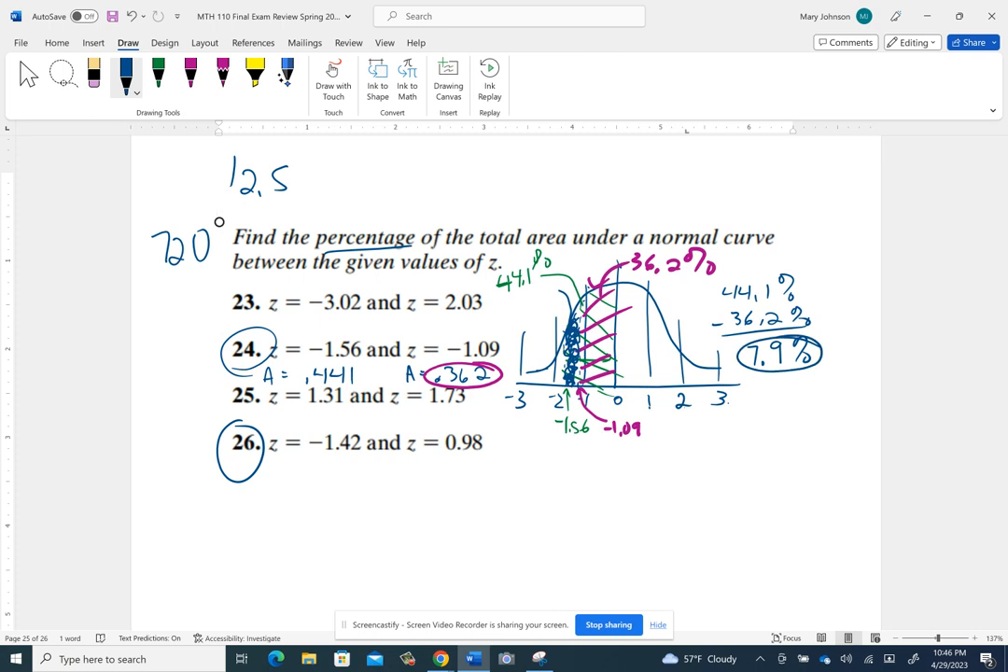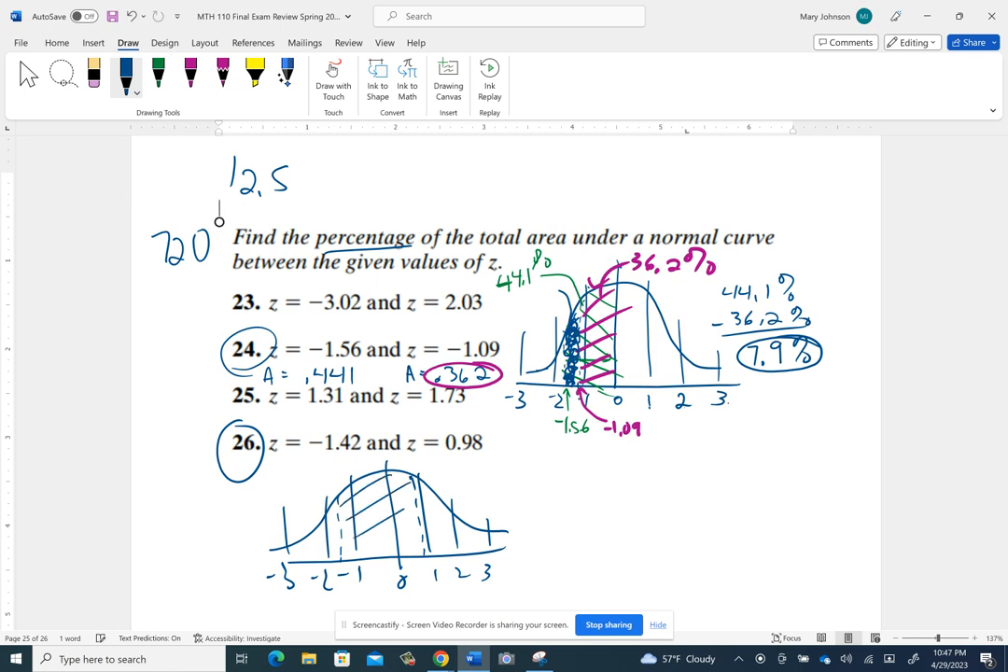Okay. All right, let's draw a picture for 26. Okay, mean is 0, then 1, 2, 3 above, 1, 2, 3 below. So 1, 2, and 3. Negative 1, negative 2, negative 3. And this is the mean, or a z-score of 0. Okay, 0.98 would be just shy of 1 on the positive side. Negative 1.42 would be on the negative side. Okay, and I want this area between the two.